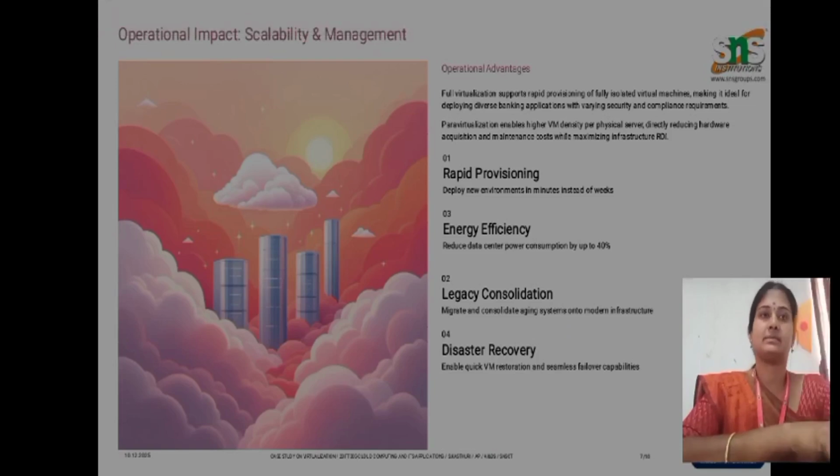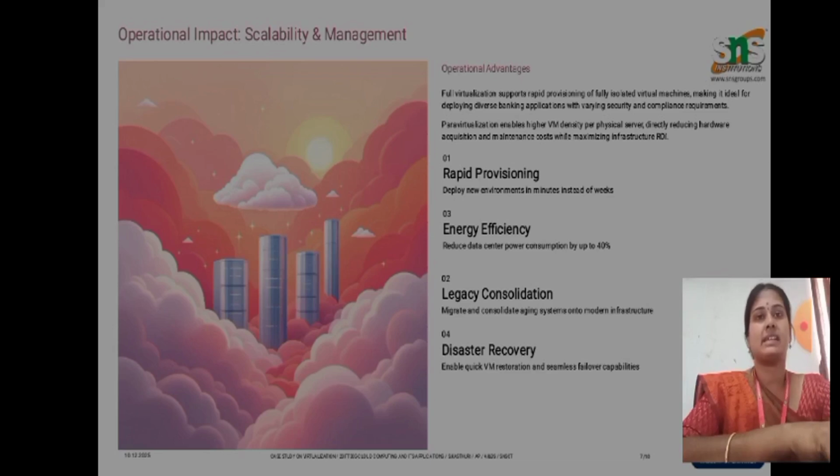Operational impact, that is scalability and management. Virtualization gives banks huge operational benefits. Rapid provisioning: banks can deploy a new server in minutes instead of weeks. Legacy system migration: old systems like COBOL workloads can be virtualized easily using the full virtualization technique. Energy efficiency: banks reduce data center electricity usage by up to 40%.